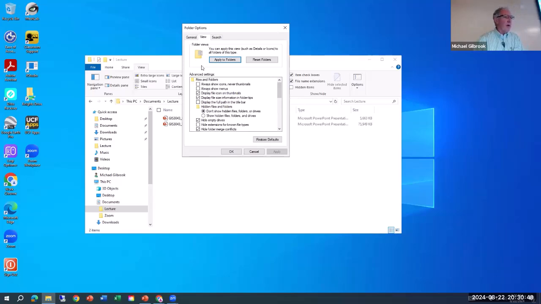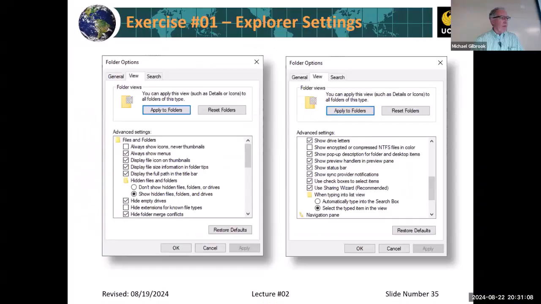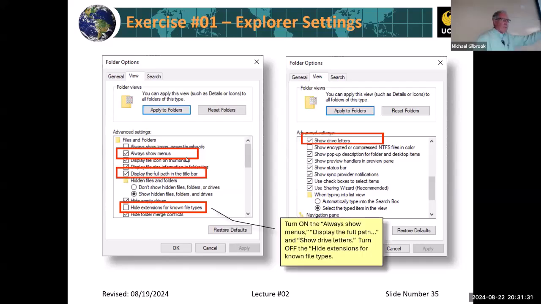So there's a few things we want to do in here. Let me go back to the PowerPoint for a moment. All right, so we're going to want to turn on the always show menus. We've already turned off the hide extensions. That should be okay. We also want to display the full path in the title bar. We want to do that one. And then we also want to scroll down and tell it, oh, there it is, to show drive letters. Okay, so those are the things we want to set in there. So let's try that.